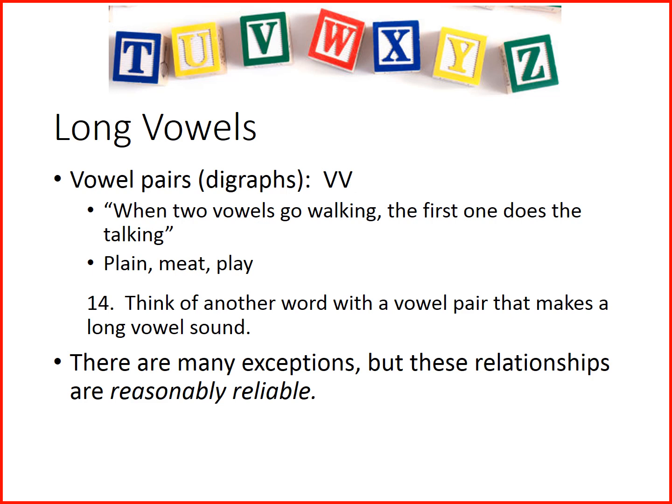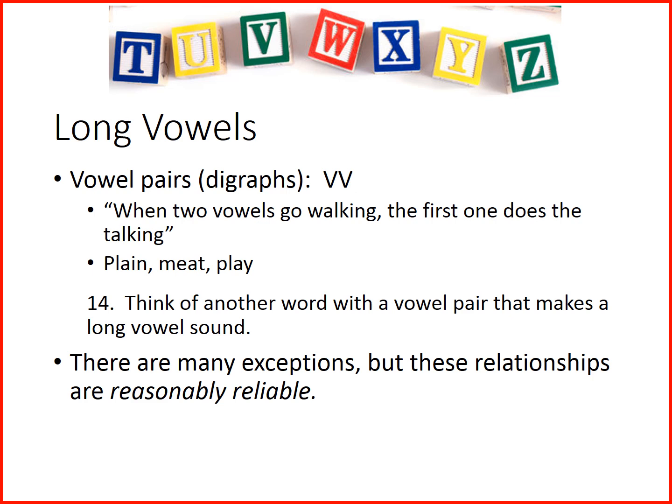So in the word plane, there are two vowels together, A-I, but the first one says its name. So the first one does the talking, the A. We hear the long A sound, plane. In the word meet, we have two vowels together, so a vowel pair, E-A, but the first one, the E, makes the long sound. It says its name. The first one does the talking, so we hear a long E, meet.